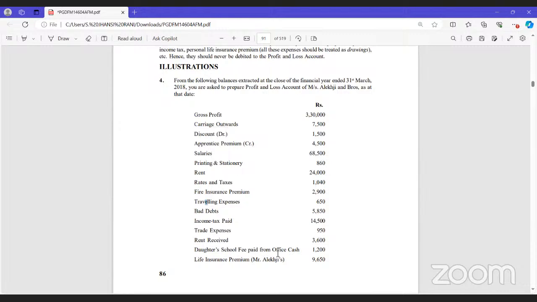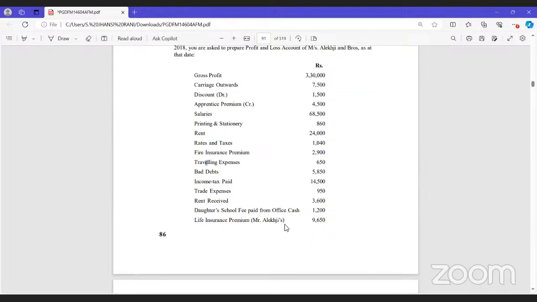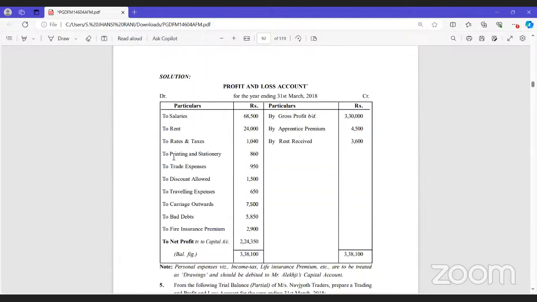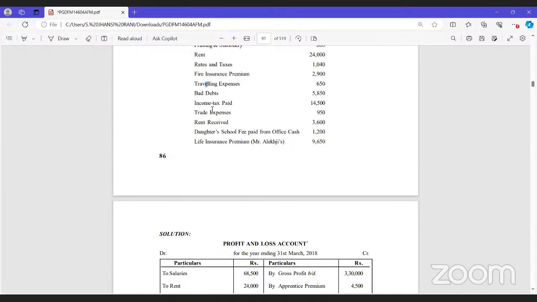Daughter's school fee paid from office cash. It's nothing but the drawings. Life insurance premium, that is also personal expenditure being paid. Now look at here. Salaries, rent, rates, printing and stationery, trade expenses, discount allowed, traveling expenses, carriage outwards, bad debts, and fire insurance premium. And here it is apprentice premium and rent received. If you just look at here, they have not taken three expenses. That is income tax, because income tax is paid by the individual. And also here daughter's school fee paid and life insurance premium.